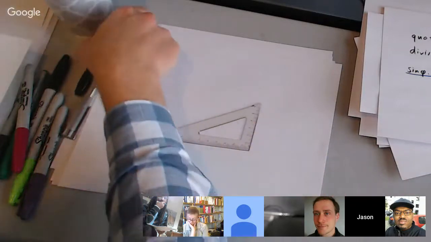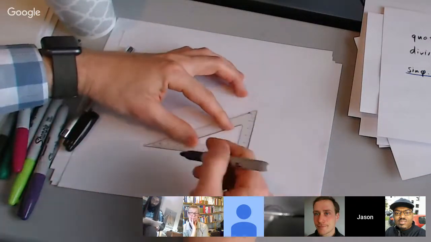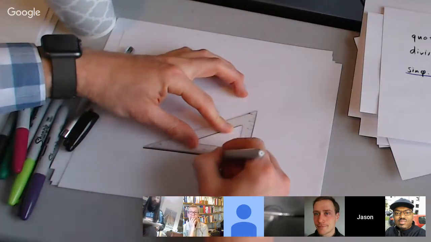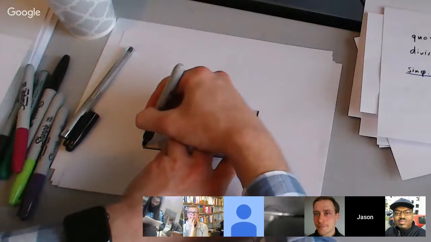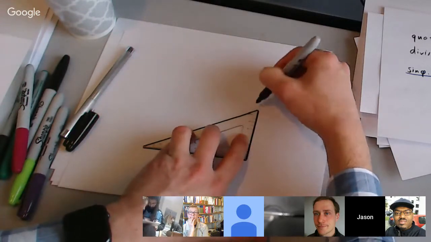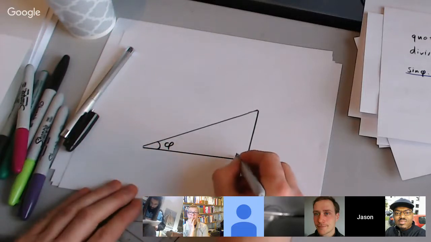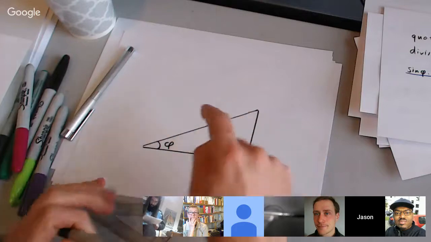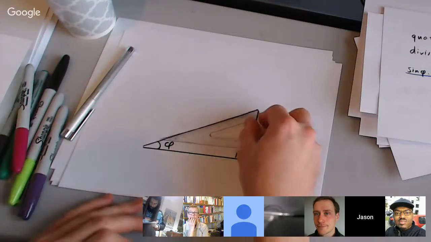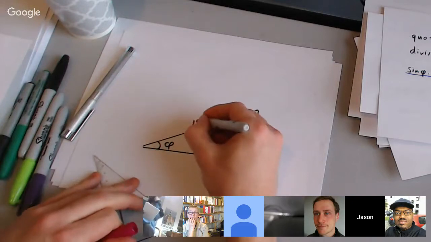Yeah, I'm going to generalize it just a little bit, and then we'll be able to apply the general concept to this, and it'll be no problem. So here's a triangle. It's got an angle of phi. It's a right triangle. And let's say that this length, let's say I measured it, let's say it's 14 centimeters.